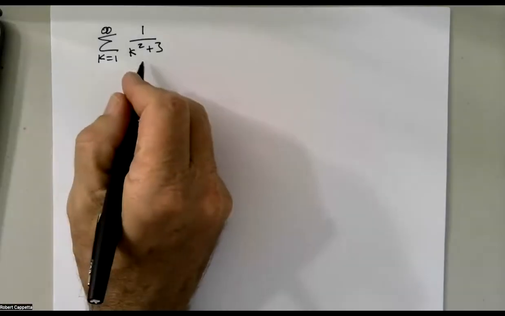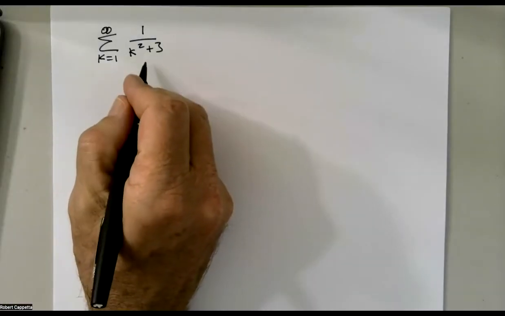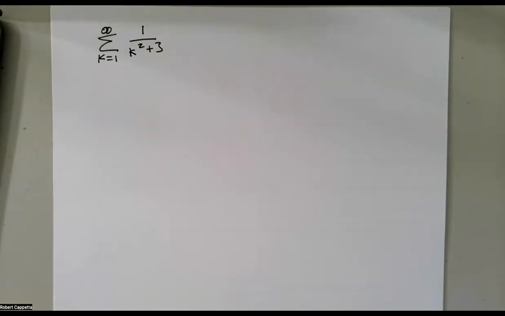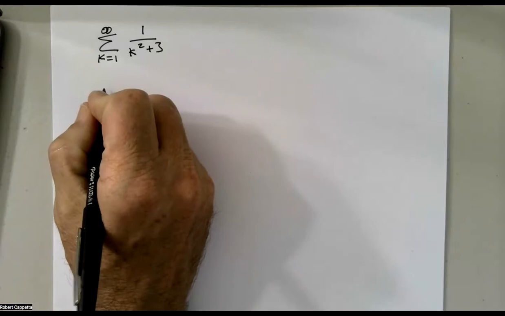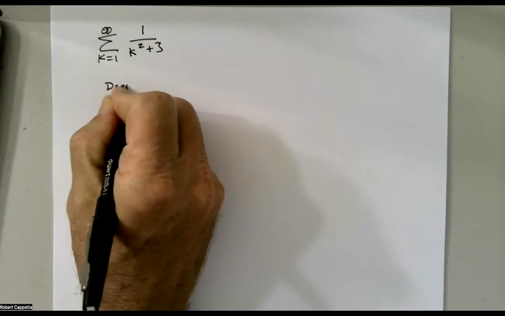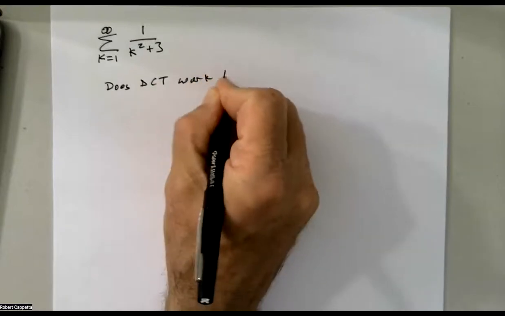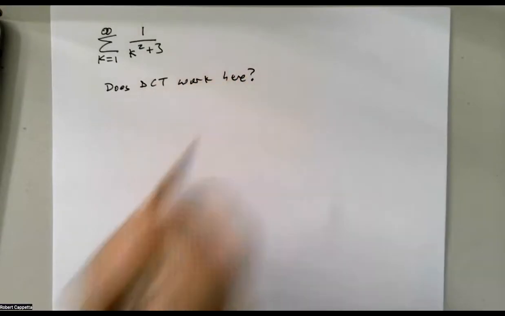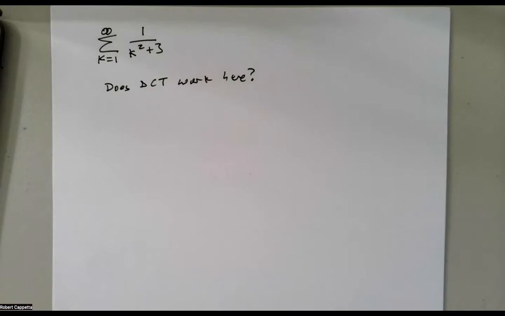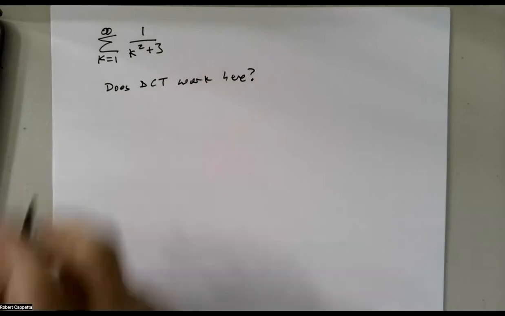So we're looking at the sum as k goes from 1 to infinity of 1 over k squared plus 3. So the question I want to ask is, can you determine whether this series converges using the direct comparison test? So does the direct comparison test work with this problem? And the answer to that is yes.